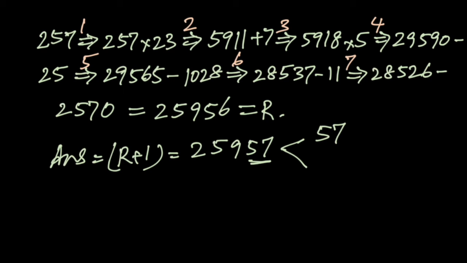We are going to add 1 to it. So first we took 57 from 25957. Then we are going to subtract 7 from 9, which is 2. So our answer is 257. Now let's take the next example.